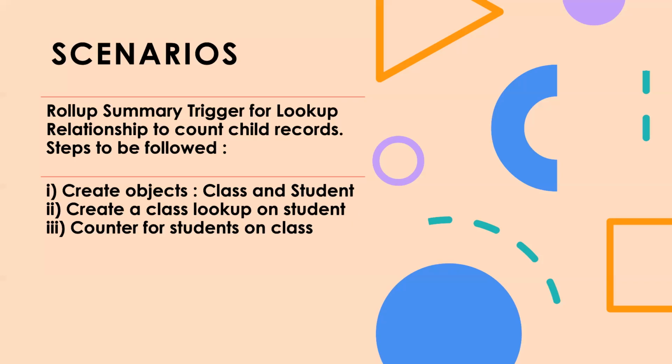So in that case also we have to see what actually happens. If I undelete, it will again come back to the same class record which it was associated before, right? So in that case also your counter should get updated. Okay, so let's just go ahead and get started. I will start by creating these two objects, and then we'll create the lookup relationship, and we'll create the counter field, and then we will jump to the trigger logic.